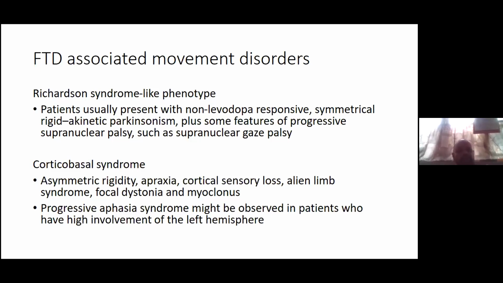Corticobasal syndrome, they will have asymmetric rigidity, apraxia, cortical signs. So generally we often see a unilateral manifestation where you see dystonic posturing. They might have myoclonus associated with that particular limb. They may have cortical sensory loss and what's called an alien limb syndrome or phenomenon that affects that part of the body. If the affected hemisphere is the left hemisphere, which is often the dominant hemisphere, they may also present with a primary progressive aphasia as well.